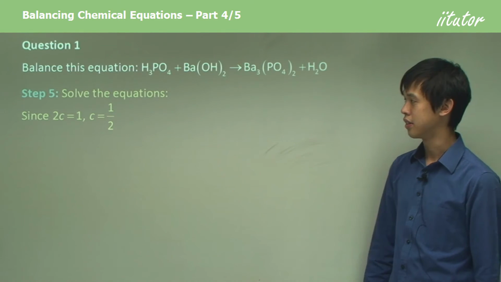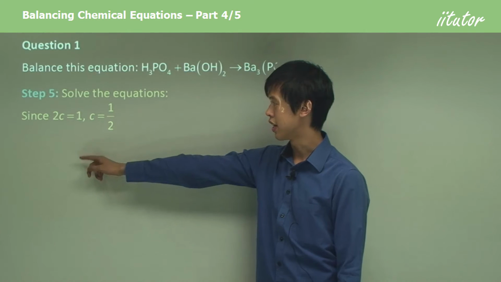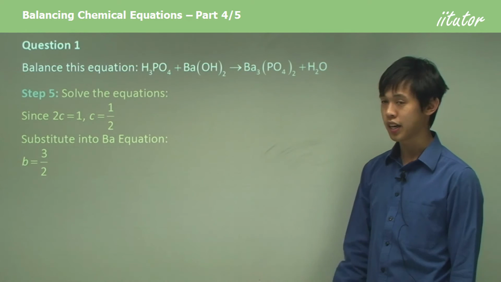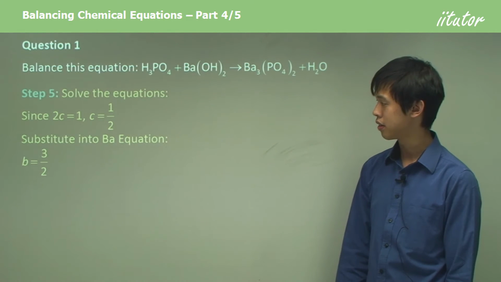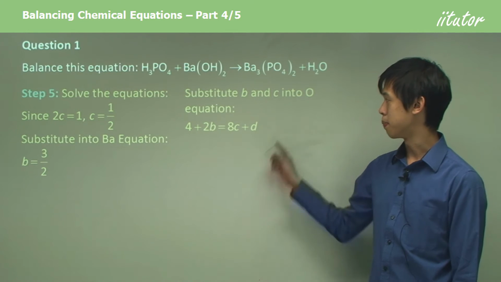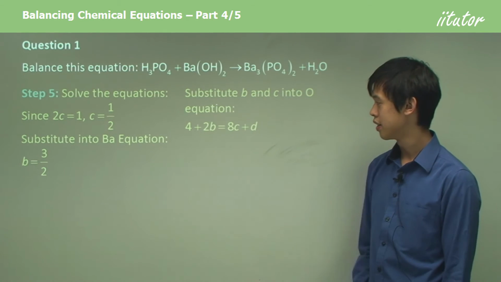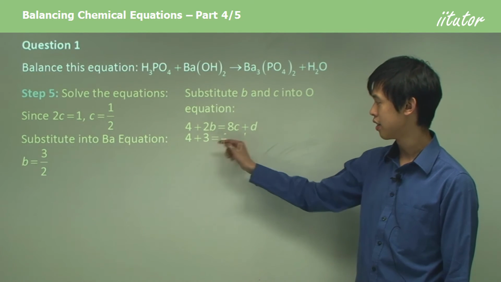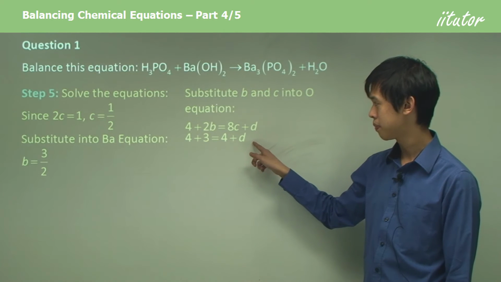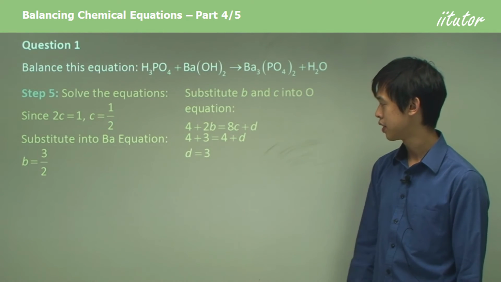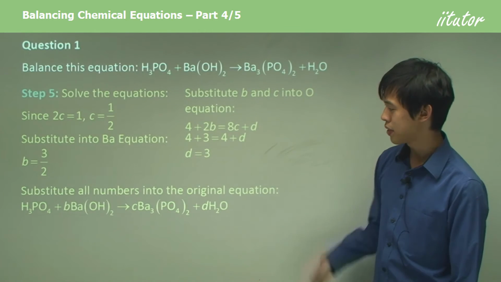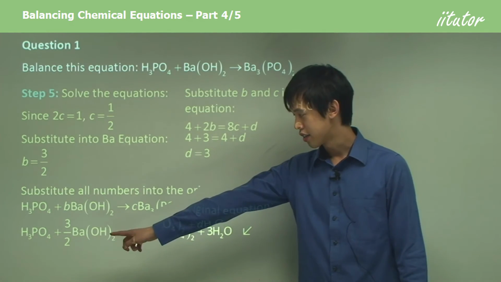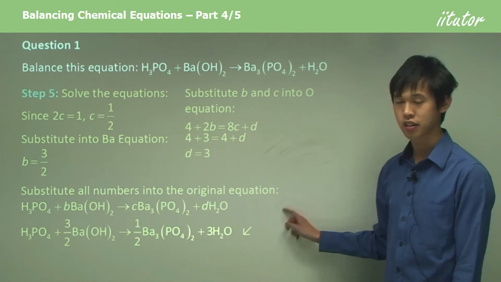Now we just solve the equations. Since 1 equals 2C, C equals 1/2. If we substitute that back into the Ba equation, B equals 3/2. Substitute B and C into the O equation: we get 4 plus 2 times 3/2, which is 3, equals 4 plus D, because C is 1/2. So D equals 3. Then we substitute all the numbers back into the equation, and we get H3PO4 plus 3/2 Ba(OH)2 goes to 1/2 Ba3(PO4)2 plus 3 H2O.